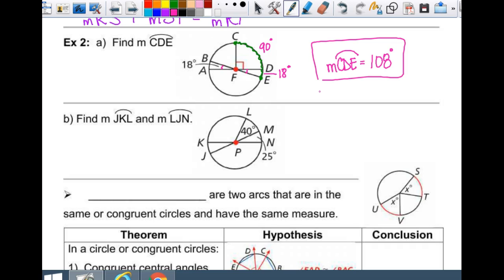All right, so I'm going to give you a couple minutes. I want you to find the measure of arc JKL, and if you get that one, then move on to LJN. I may not give you enough time to do both of them, but label, mark stuff on your picture.